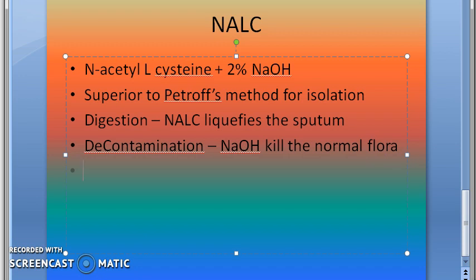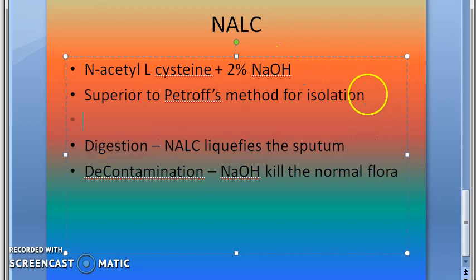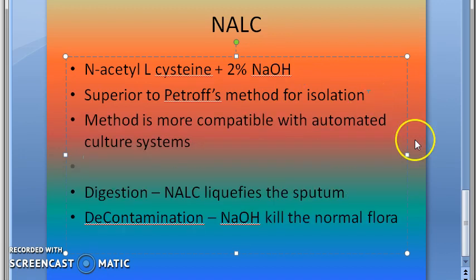So then what happens to concentration? That they didn't mention here. It is more compatible with automated culture systems. This method is better and it is more compatible with automated culture systems. Very good. So it is superior to Petroff's method. Then what else should we see?